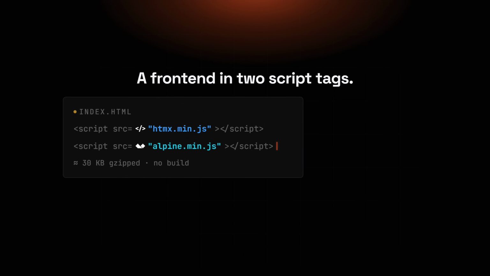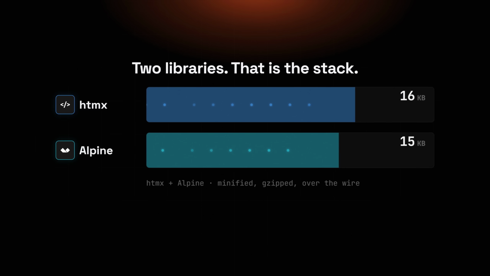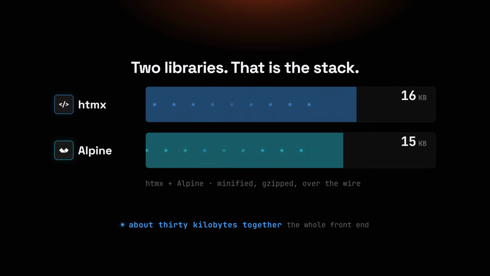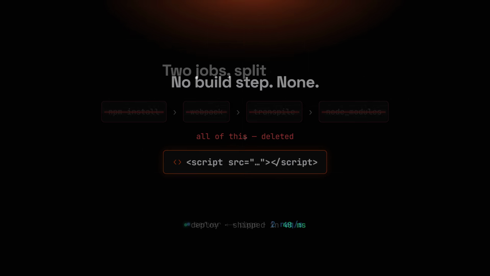2 script tags. That is the whole setup for a reactive web app, with no build step and nothing to compile. The pitch is a whole front end in about 20 kilobytes, 2 small libraries, HTMX and Alpine, no npm install, no Webpack config, no node modules folder eating a gigabyte of disk. You just add a script tag.